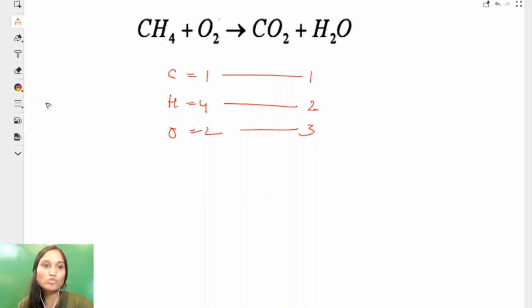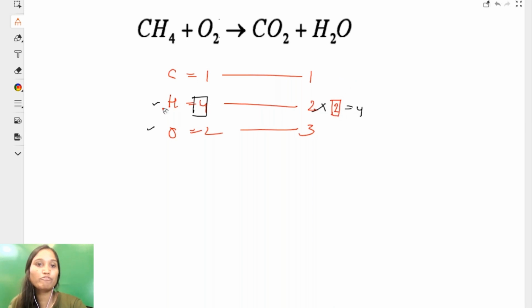This is the number of atoms on both the sides, and now I have to balance hydrogens and oxygens. Let me start with hydrogens. I want 4 hydrogens as the answer, and I can use only multiplication. So which number is feasible? Obviously 2 is feasible, right? So let me use the same number to change the coefficient on which side? The right hand side before water. So there I go. 2 into hydrogen is equal to 4.